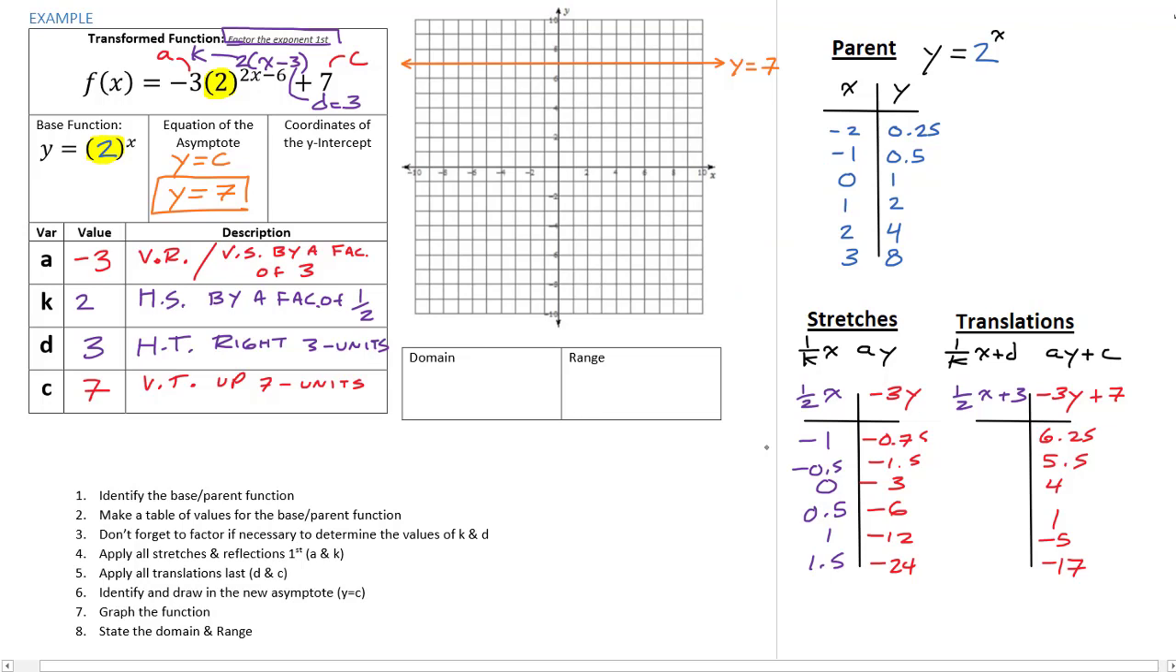I'll accept stretch totally because that's what I've been using, but it's really a compression. All right, so now we've got to add 3 to all of those. So -1 plus 3 is 2. Let's just keep going. 2.5, 3, 3.5, 4, and 4.5. And again, this point's not going to fit on our graph, but that's okay.